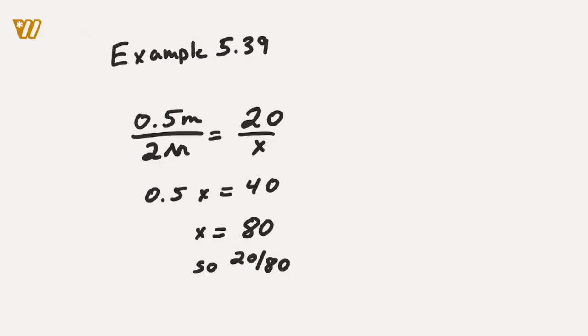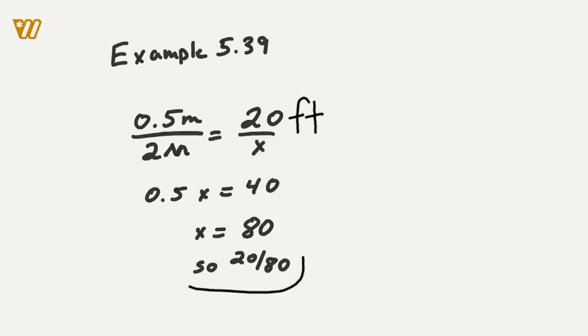Anytime we try to solve a problem that's asking us to go from M notation to Snellen acuity, like in example 5.39, all we do is create two fractions. Test distance over letter size is equal to, at 20 feet, what letter size? That gives us our Snellen acuity equivalent. So remember, always test distance over letter size. 0.5 meters over 2M, you cross multiply, you get 80. So that's 20/80 Snellen acuity. It's a simple calculation.